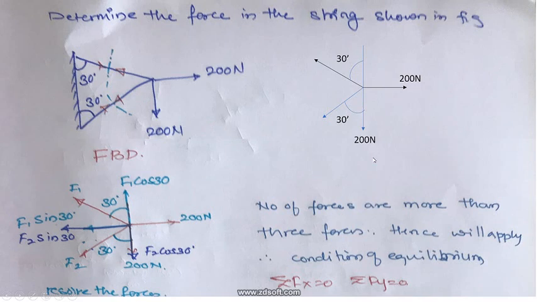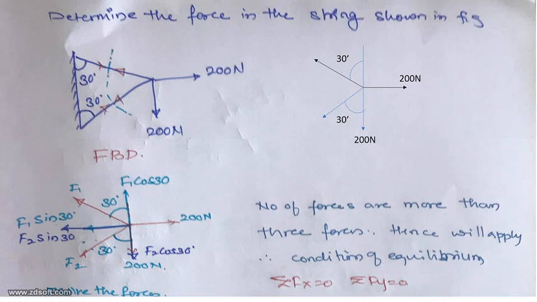Okay, so after drawing the free body diagram, we can see that the number of forces in this problem is more than 3. At that time we cannot apply Lami's theorem for calculating the member forces. So what we have to do is take the conditions of equilibrium, which are summation of Fx equal to 0 and summation of Fy equal to 0. To calculate these, first we need to resolve the forces which make a certain inclination with respect to horizontal or vertical.